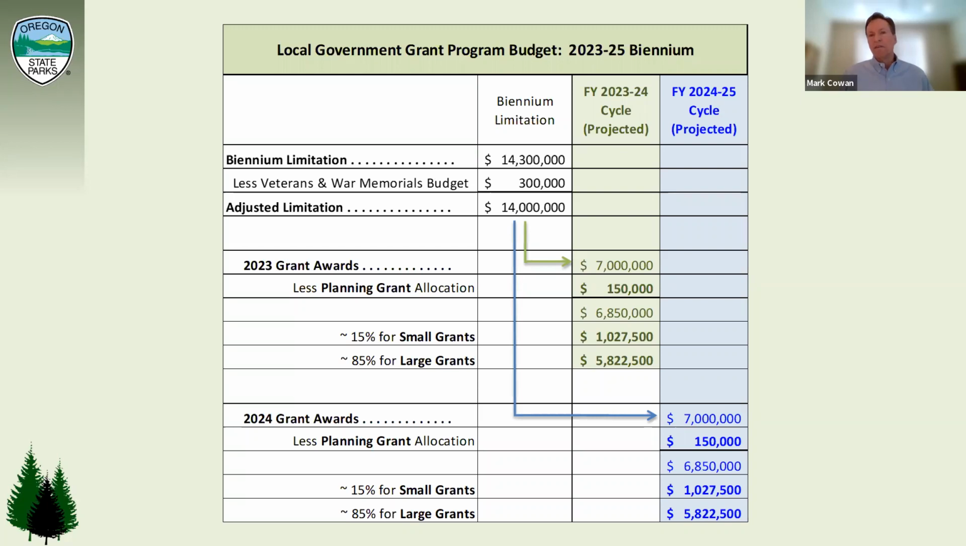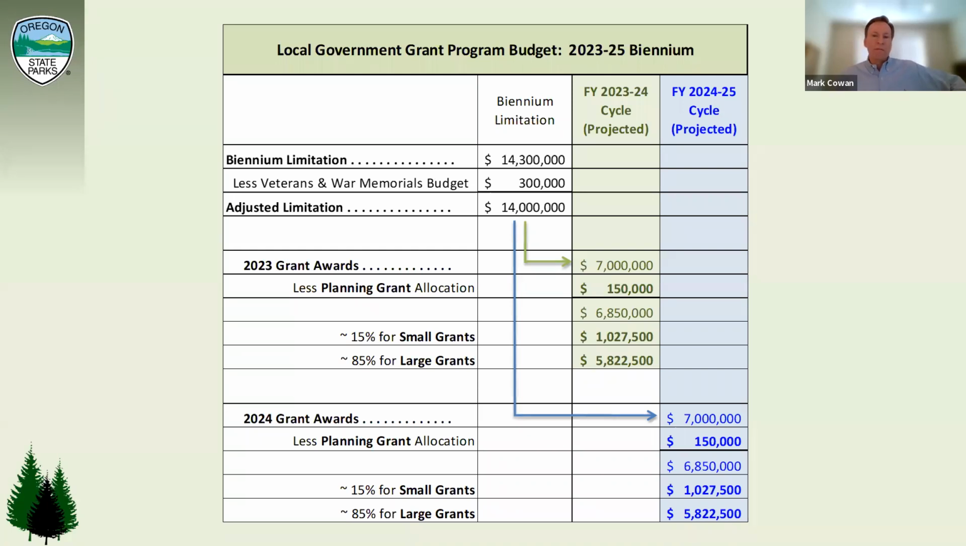Specifically for this year, if you look at that center column, we operate in terms of a biennium. And so we're coming into the first year of the biennium, coming up the 23-24 year. So if you look at that green column right in the middle, if we start out with what we anticipate to be about 7 million to award, we allocate 150,000 right off the top for small community planning grants.